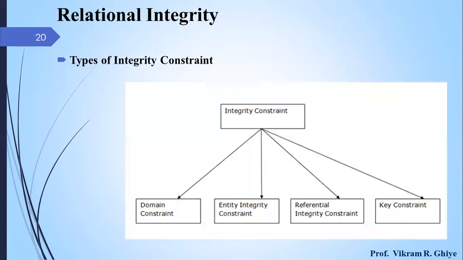We will see in detail that there are certain types of relational integrity. These are domain constraint, entity integrity constraint, referential integrity constraint, and key constraint. These are the various types of integrity constraints. Now we need to see what the domain constraint is, what the entity constraint is, what the referential integrity constraint is, and what the key constraint is.